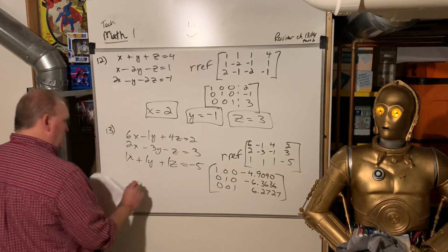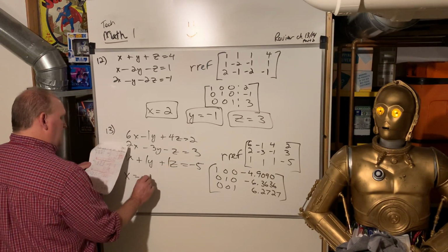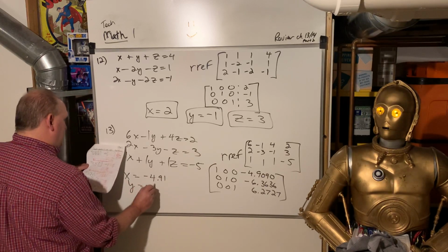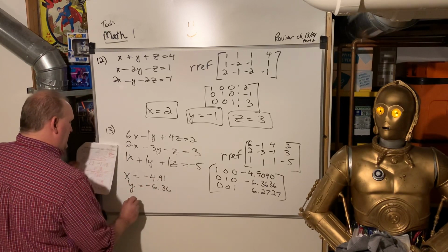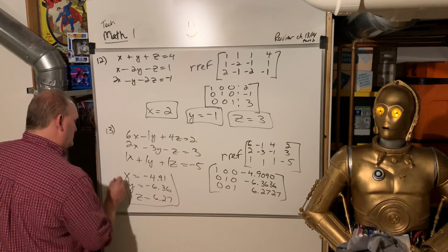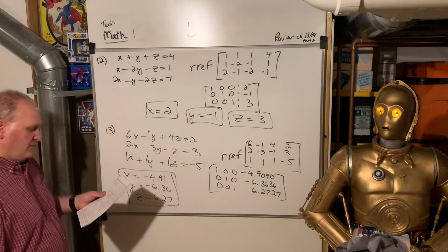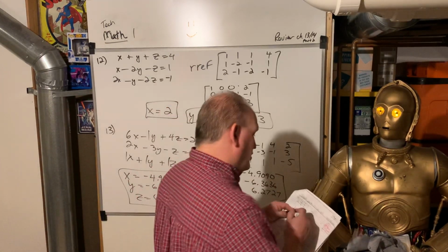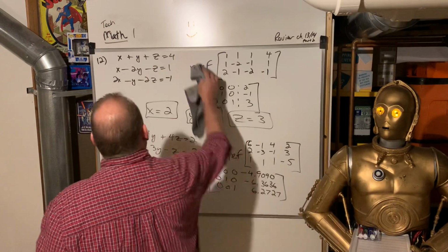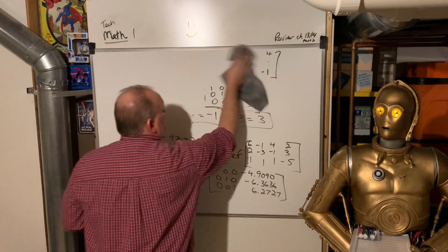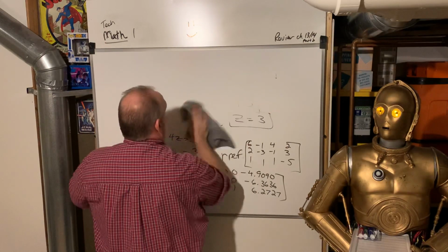And so what does that mean? That means x is equal to -4.91, y is equal to -6.36, and z is equal to 6.27. Just like that. 1, 2, 3. So here, 14, I'll do up on the board, and I'll walk you through the calculator one more time for 14.